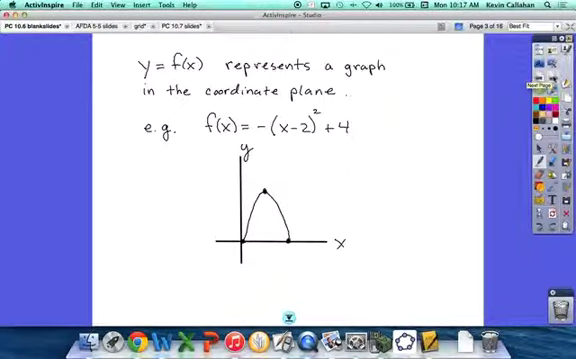So parametric equations. When we have y as a function of x, we know that can be graphed in the coordinate plane, right? I mean, if you didn't know anything about the function, you plug in a bunch of x's, you calculate the y's, you plot the points, and you get a graph. This particular function is a parabola. It opens down because of the minus. Its vertex is at (2, 4). So that's what I'm drawing right there. And I've stopped it at the x-axis. So that's the graph.